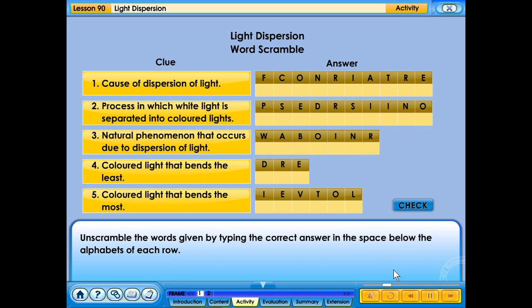Unscramble the words given by typing the correct answer in the space below the alphabets of each row.